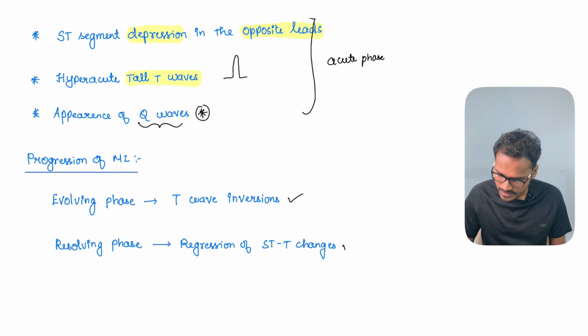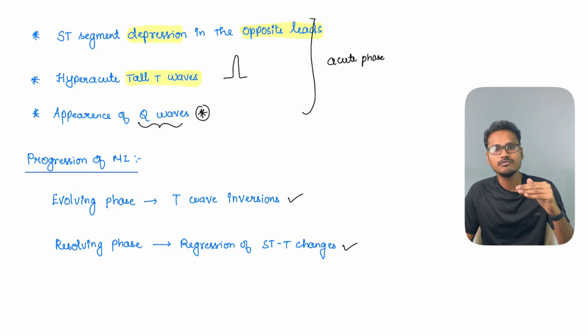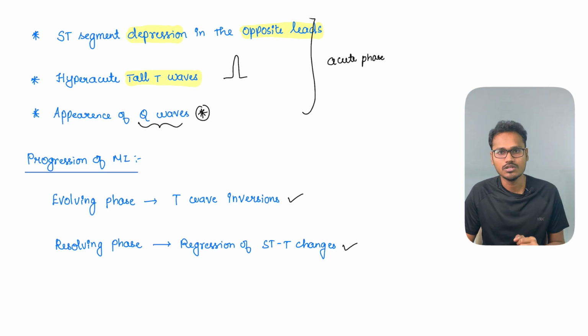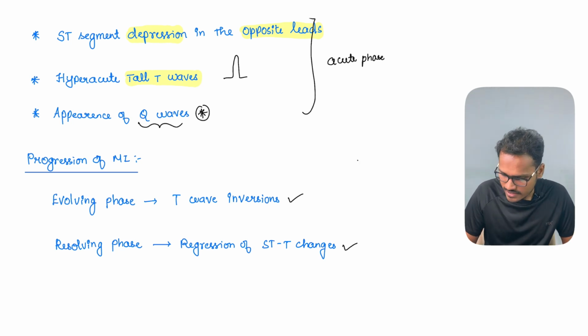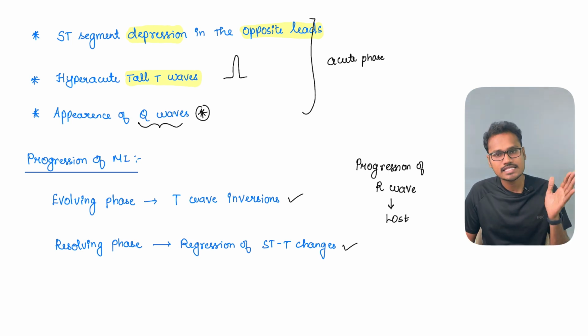And next, in the resolving phase, there is regression of the ST changes. The ST segment which was elevated will now become flat and sometimes even normal also. And if you look at the chest leads, generally in a normal person there is progression of R wave. I already taught you, we have to look for the progression of R wave. In an MI person, this also could be lost. So these are the changes. As and when the MI evolves, these changes can be observed.